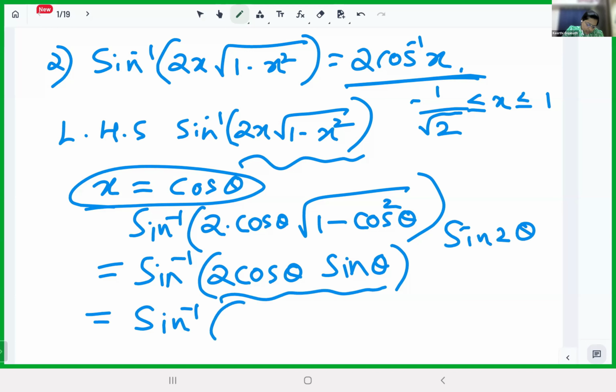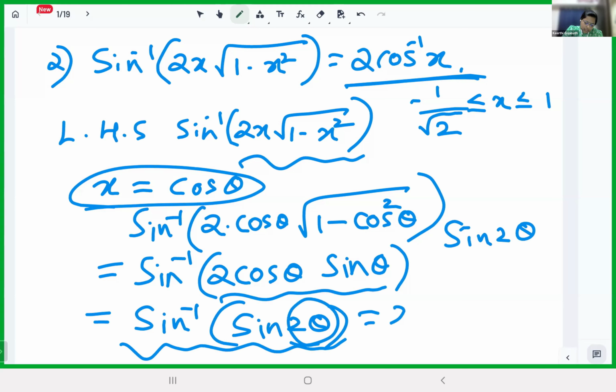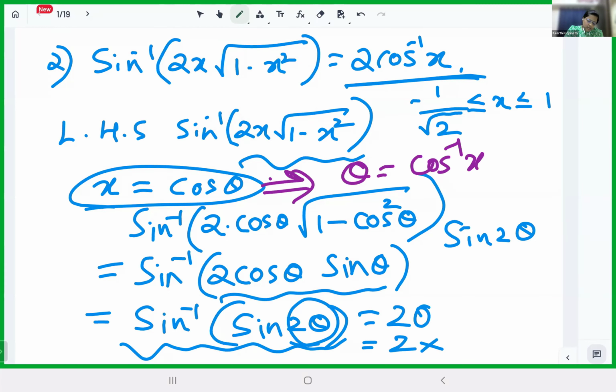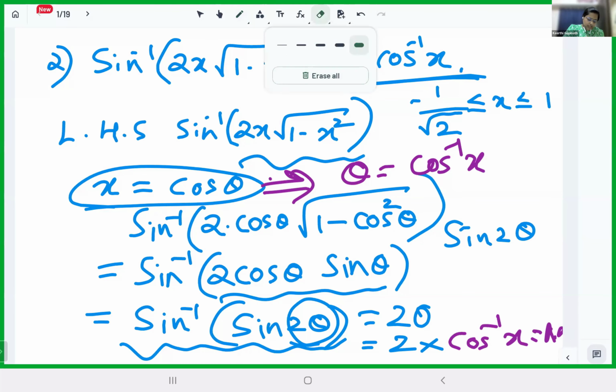So we can write sine inverse of sine 2 theta. By the property of inverse trigonometry, sine inverse of sine x is equal to x. Here instead of x, it is 2 theta. So it will become 2 theta. And now we have to substitute the value of theta. From this equation, theta is equal to cos inverse x. So 2 into cos inverse x. That was the RHS of the question. So we have again proved LHS is equal to RHS. I hope everybody understands this.